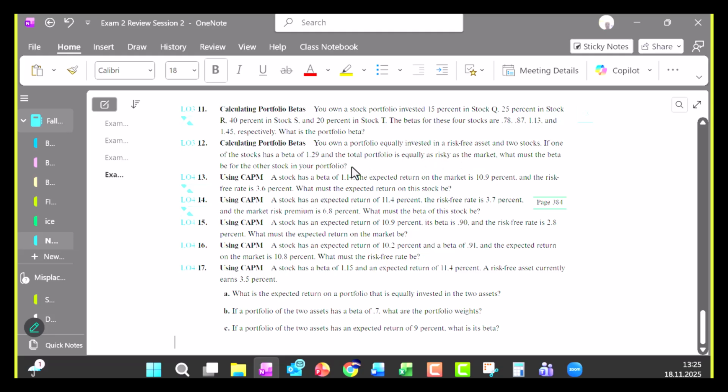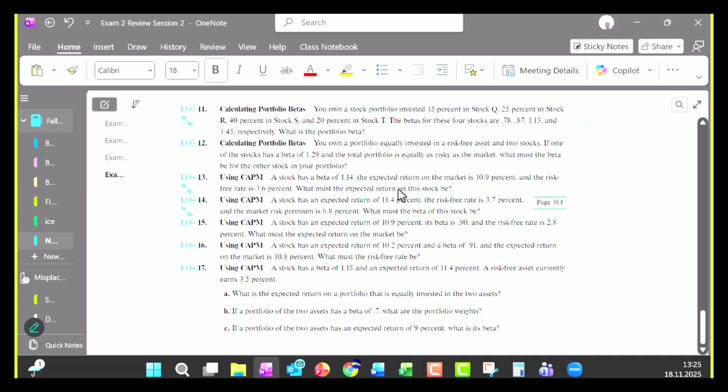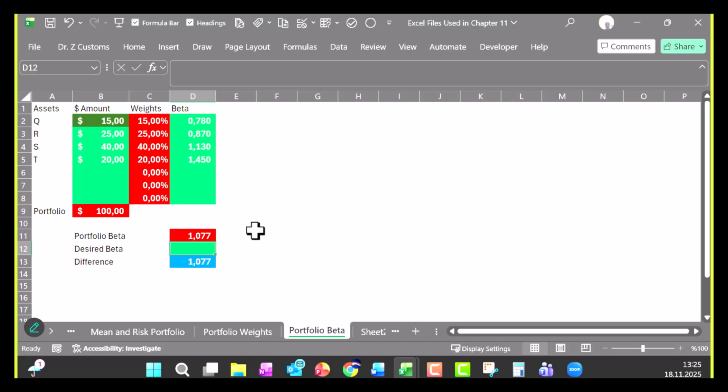Okay, now this is a good problem. You own a portfolio equally invested in a risk-free asset and two stocks. If one of the stocks has a beta of 129 and the total portfolio is equally as risky as the market, what must the beta for the other stock be in your portfolio? Okay, we're gonna do this. Since they're equal, weights are 1/3.